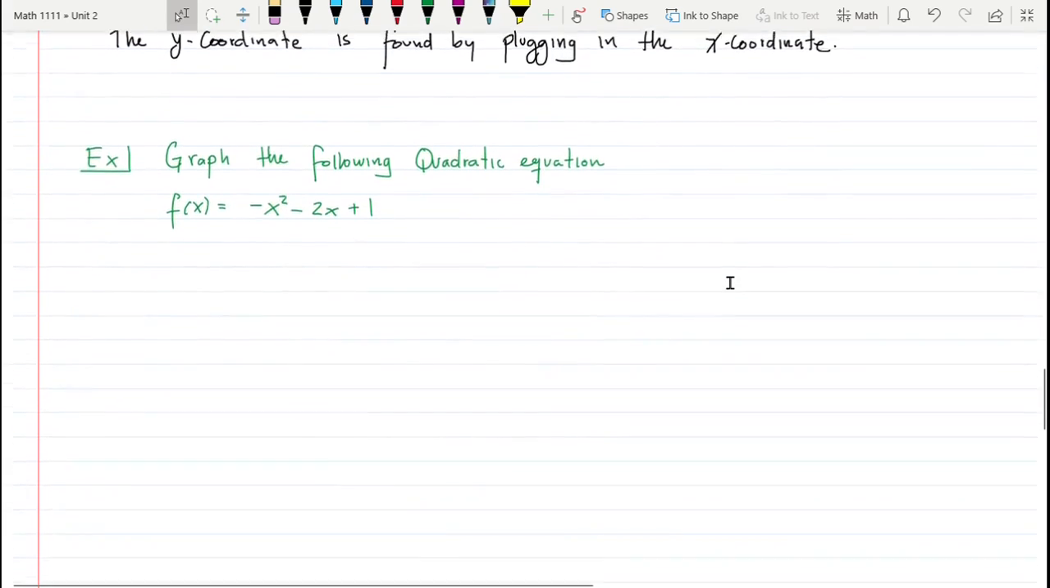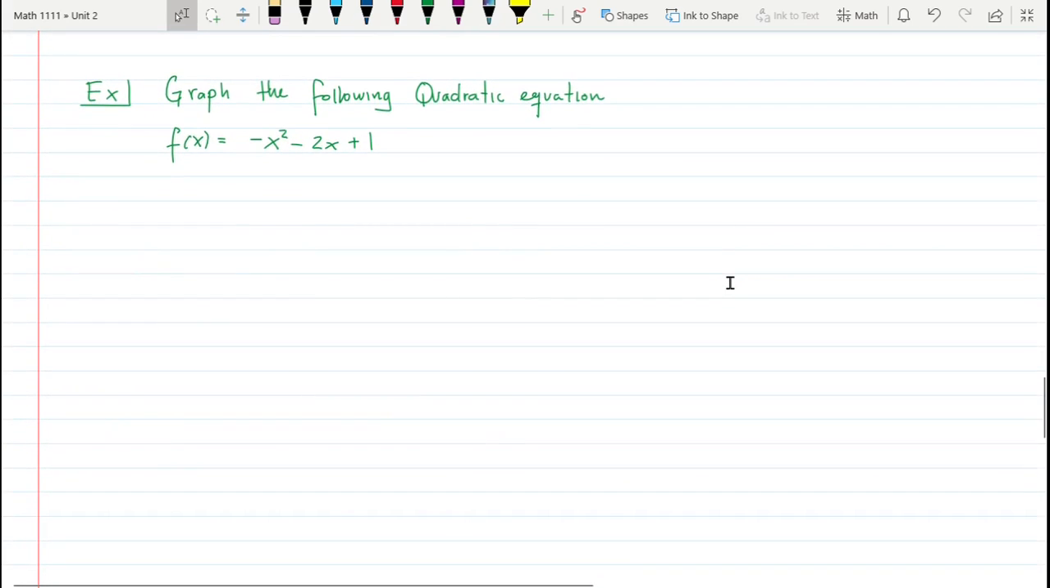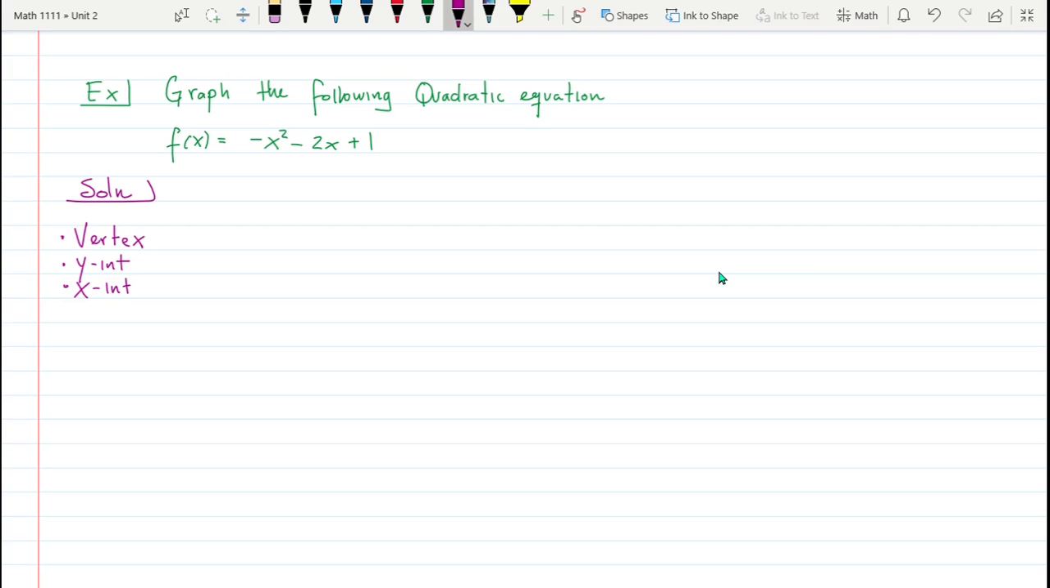So here, let's give it a try. We want to graph the following quadratic equation and find all of the different pieces of information. We want to find the vertex, the y-intercept, the x-intercept. So we'll make a list: vertex, y-intercept, x-intercepts, and the axis of symmetry.